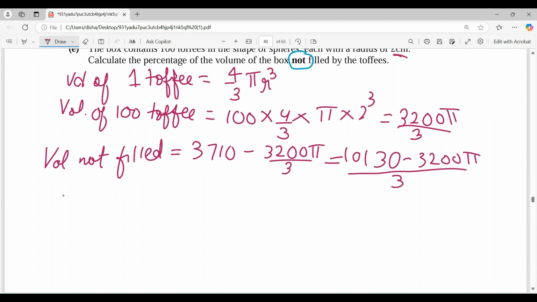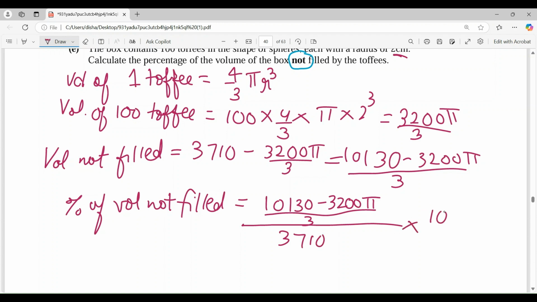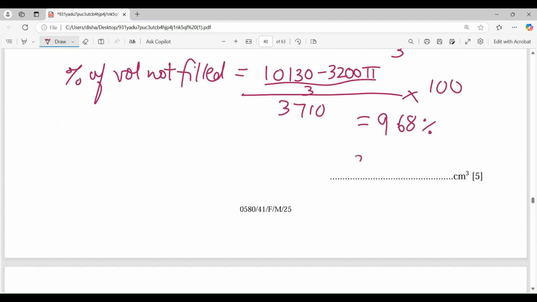So what is the percentage not filled? Percentage of volume not filled is equal to 10130 minus 3200 pi upon 3, the whole upon the total volume, and total volume is 3710, multiplied with 100, and that gives me the answer as 9.68%. So the volume that is not filled is 9.68 percent, right? So make sure it is in percentage.